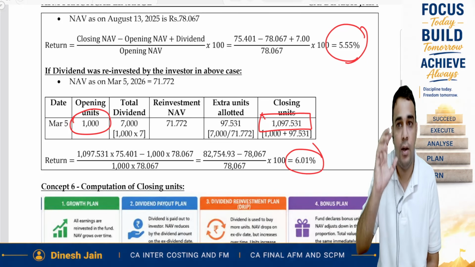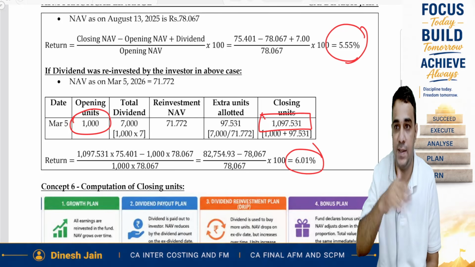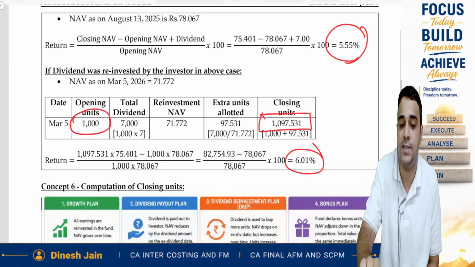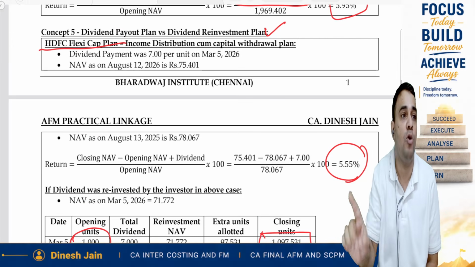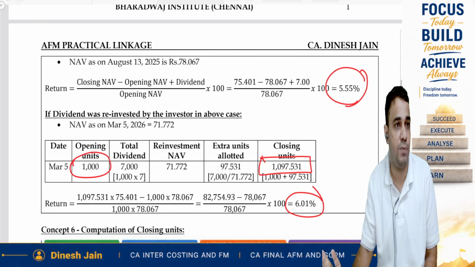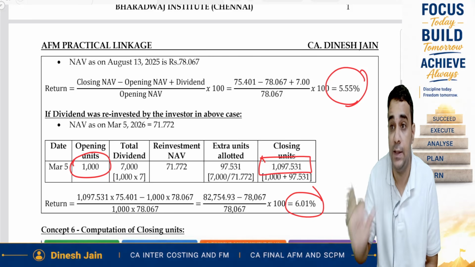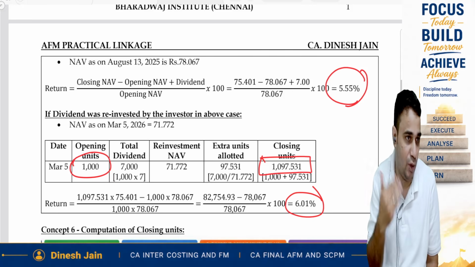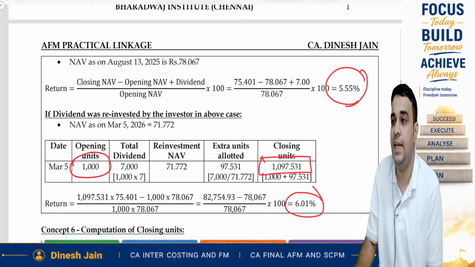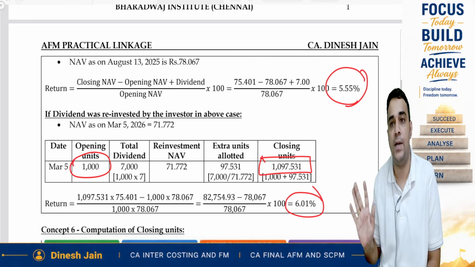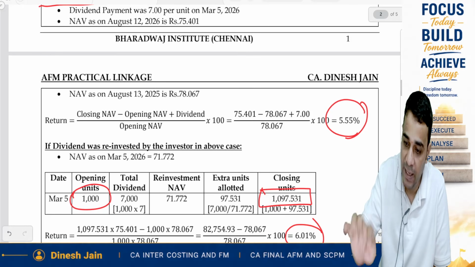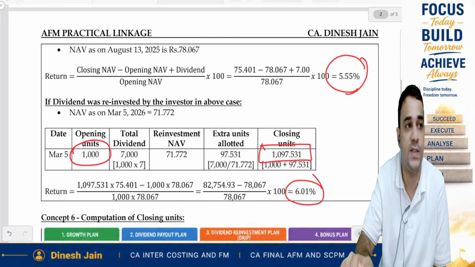Understand the concept. The numbers part we will practice in some time. So understand first the broader concept. HDFC flexi cap: if you do payout of the dividend, you earn 5.55%. If you did reinvestment, you earned 6.01% in this case. It can be higher also, it can be lower also, but we have earned 6.01% in the reinvestment plan. Don't waste your time on the numbers as of now. Same HDFC flexi cap, payout 5.55, reinvestment 6.01.